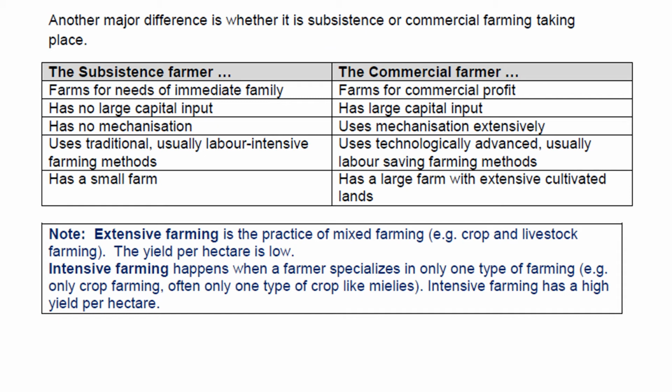So we look at the differences here, the major differences. I said subsistence farmer, it's for his immediate family. It doesn't take a lot of money. There's not a huge capital input, whereas a commercial farmer has got a huge capital input to start up. The subsistence farmer, almost no mechanization at all. They definitely use more labor-intensive traditional methods, whereas the commercial farmer has to use machinery because of just the sheer size of the farm, and technology is widely used. Small farms, subsistence, and commercial farms are really, really big farms.